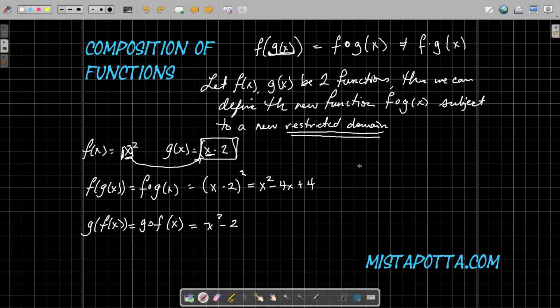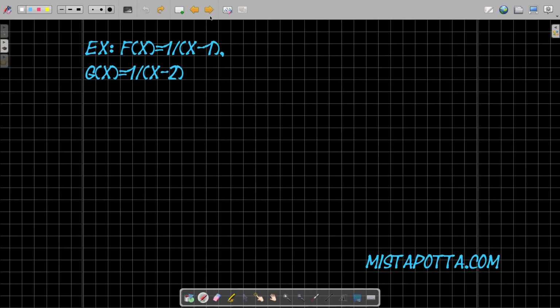Now, of course, if we're dealing with polynomials, remember that polynomials have no domain restrictions. So that's nice to know, but keep in mind, polynomials have no domain restrictions. That doesn't mean that other functions don't. So let's say I've got f of x being equal to 1 over x minus 1, g of x being 1 over x minus 2.